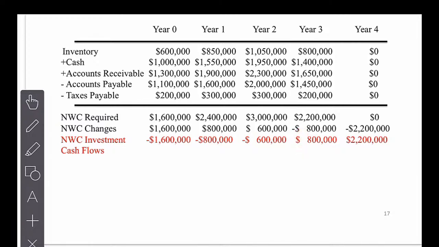So now, this is what I talked about, releasing the money from the project. So this is coming back to the firm. So in red, what you see are the incremental cash flows for net working capital investment from the perspective of the firm.